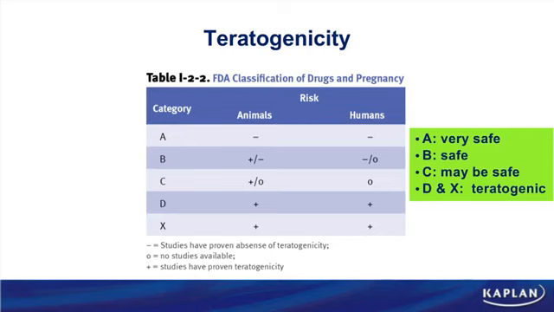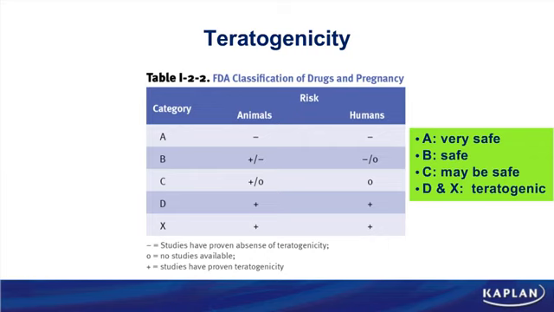We have a table on teratogenicity. It's basically how the FDA classifies drugs and their pregnancy categories and their pregnancy risks. We have 5 different categories that we're going to use: A, B, C, D, and X. Of course, this is all based on data that we've collected either in animals or in humans, and hopefully both. When you think about a drug and we call it category A, those drugs are considered very safe in pregnancy. That's the good news.